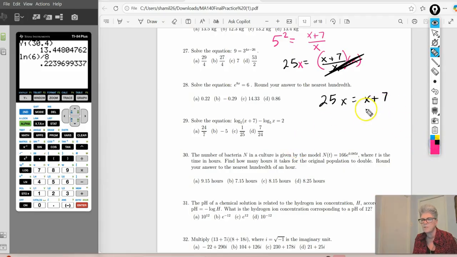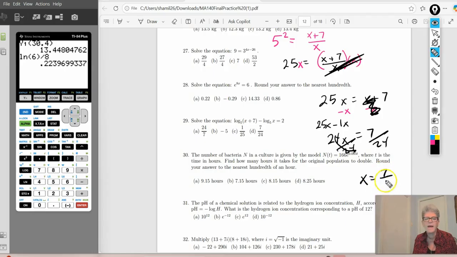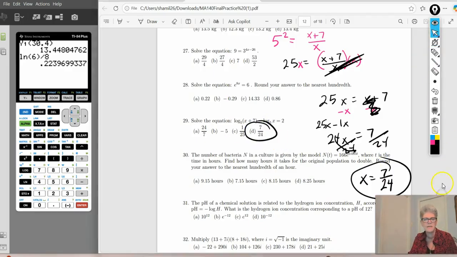So by design, this cancels. And so now I'm going to subtract x from both sides. So they cancel. 25x minus x is 24x. And now to get x by itself, I divide both sides by 24. So the 24's cancel, and I have that. That's what we have there. So the answer is going to be D.